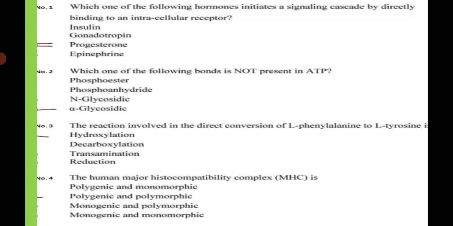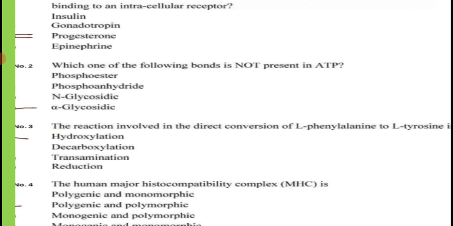Then next, which one of the following bonds is not present in ATP? ATP is adenosine triphosphate. It consists of a nitrogen base, that is adenine, a pentose sugar, that is ribose sugar, and 3 phosphate molecules. In between the sugar and the adenine nitrogen base, there is an N-glycosidic bond, and it forms adenosine. The adenosine joins with one inorganic phosphate through a phosphoester bond and forms adenosine monophosphate. This adenosine monophosphate further joins another inorganic phosphate through a phosphoanhydride bond.